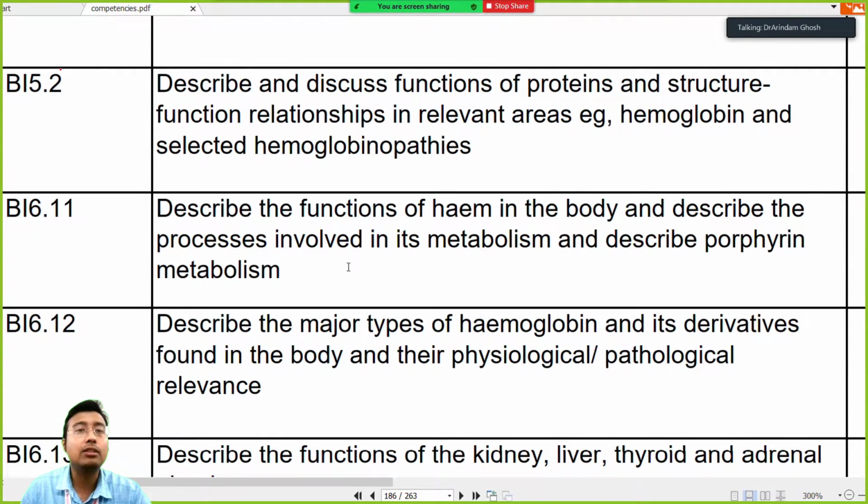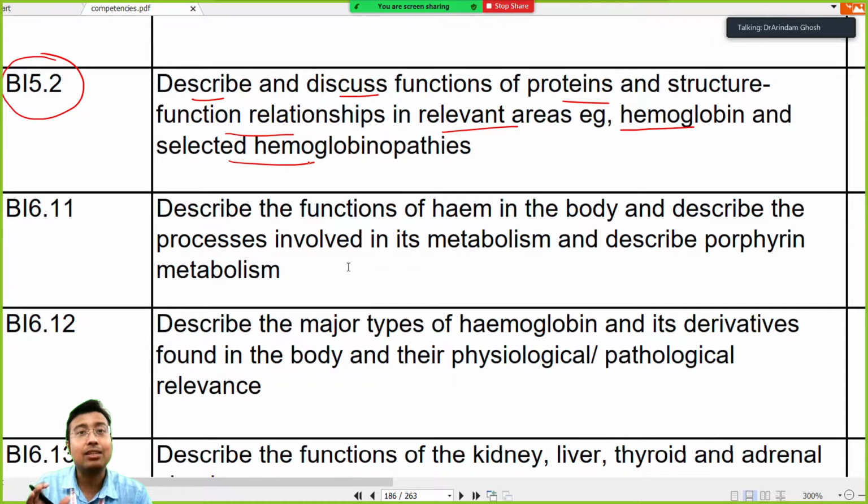Specifically, we deal with competency number 5.2, right? I told you what is not in your competency, you do not need to read at all. Simply omit that. But since it is there in the competency, it is very important. Competency BI 5.2 says describe and discuss functions of proteins and structure-function relationship in relevant areas, right? So there are many proteins whose structure and function are related. NMC gave a specific example, for example hemoglobin and selected hemoglobinopathies.